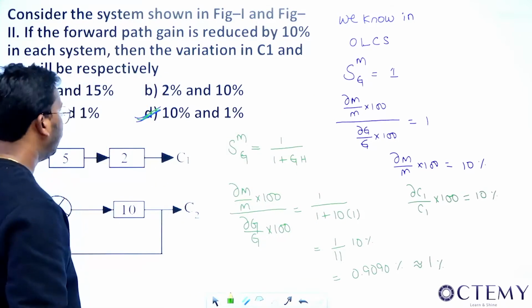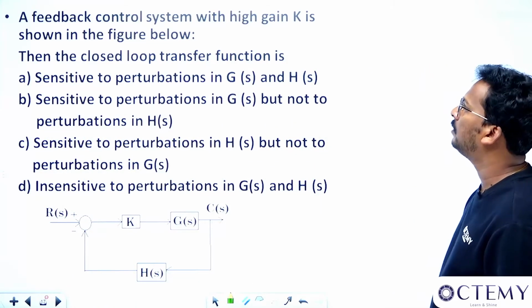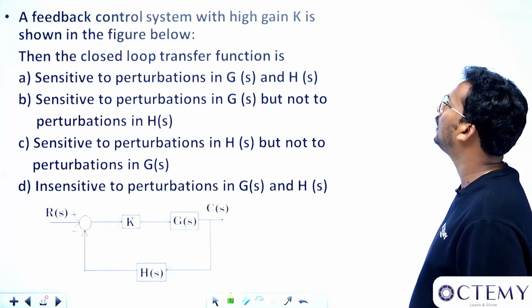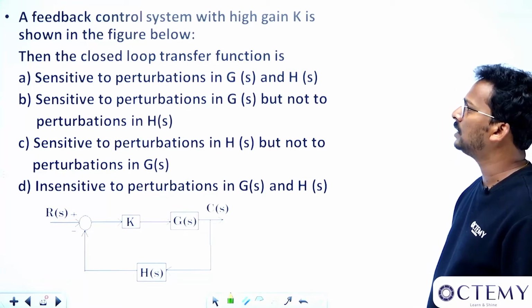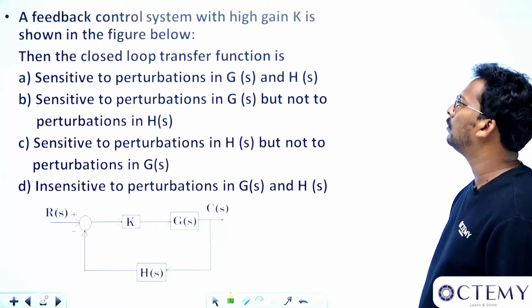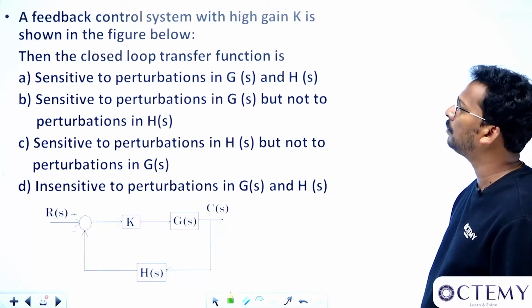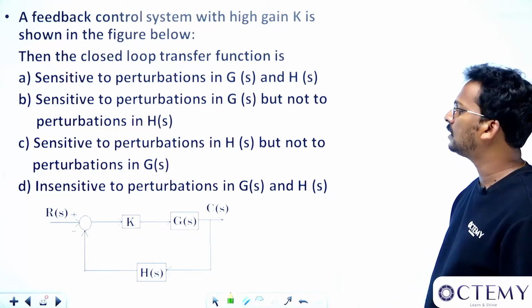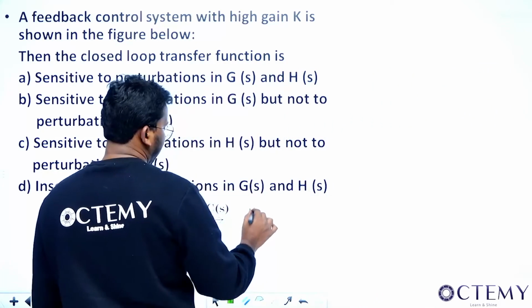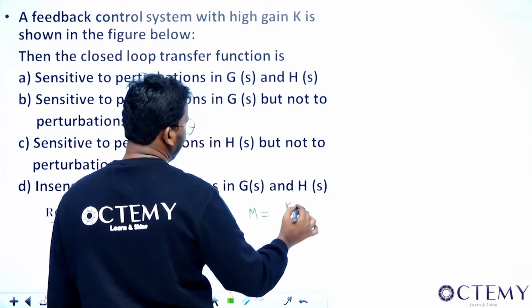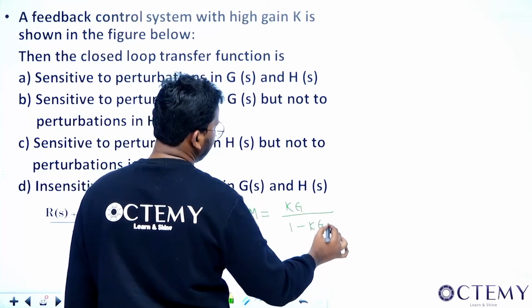Very good, sir. Next, if I look at the next question, see what he is saying. It says that a feedback control system with a high gain K is shown in the figure below. Then the closed loop transfer function is sensitive to perturbations in G(s), H(s), sensitive to perturbations in G(s) but not perturbations in H(s). So he is asking a very basic thing, sir. What will be your M here? That will be K into G divided by 1 plus K into GH.